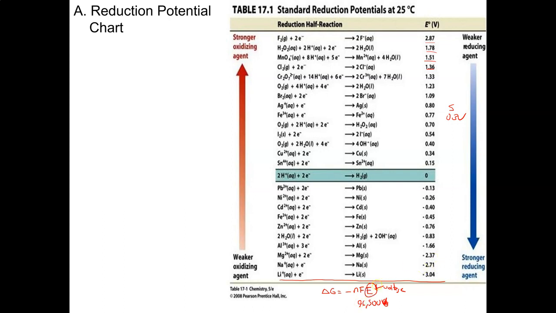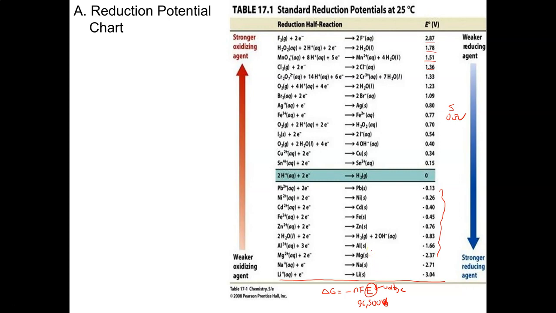When your voltage is positive, guess what your G will always be? Negative. And what do we want for spontaneity? Negative G. So any of these voltages that are positive, they want to happen. The ones that are negative don't, because if you plug a negative into this equation, you get a positive change in G. That's a bad thing. Your free energy is positive. We don't want that. So that's why these reactions in the bottom really don't want to happen.